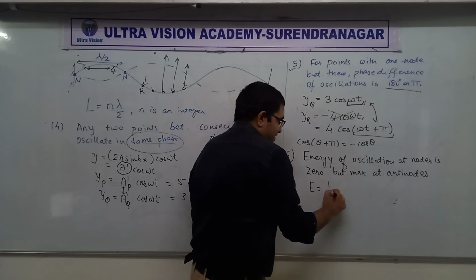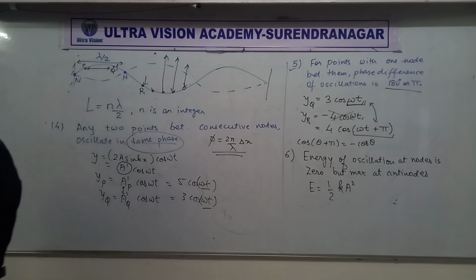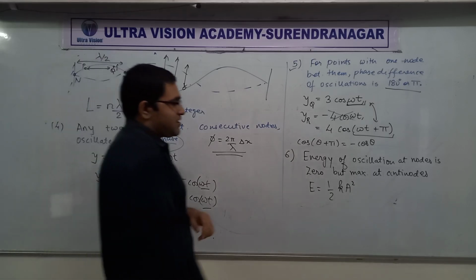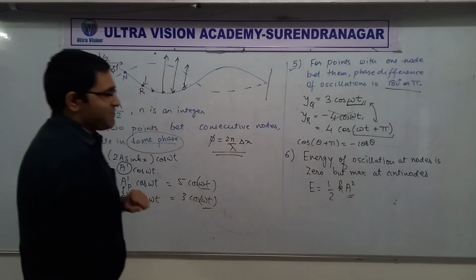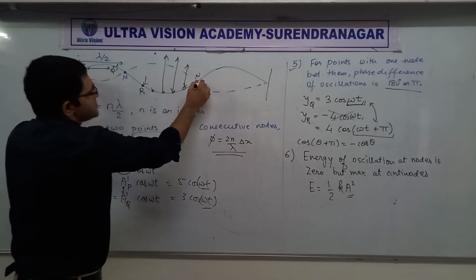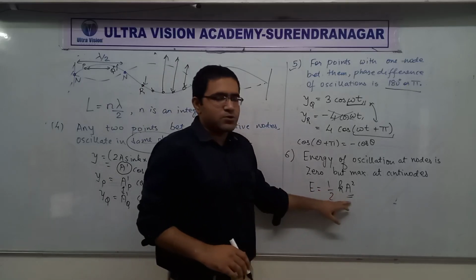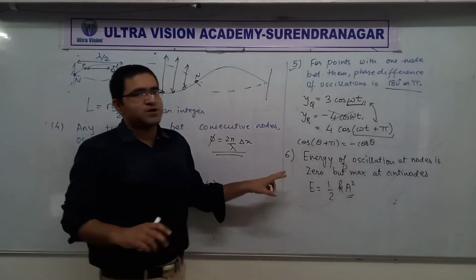It is half A squared. Do you remember that, everyone? Half A squared. Right? From chapter SHM we derived that K plus U will be half A squared. It will be a constant, it will not depend on anything. Now, this is where it brings amplitude into the picture. Why? Let's have a look. So do you realize that the points which are nodes have zero amplitude? Yes or no? The points that are nodes have zero amplitude, so then energy of oscillation is 0. Clear or not clear?